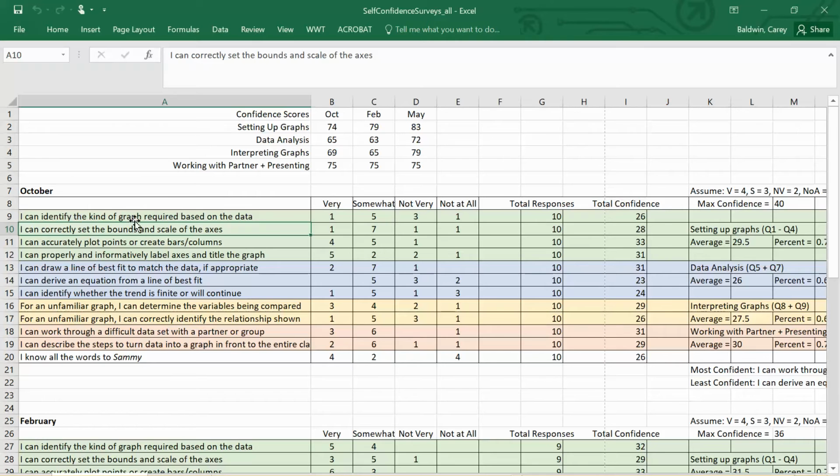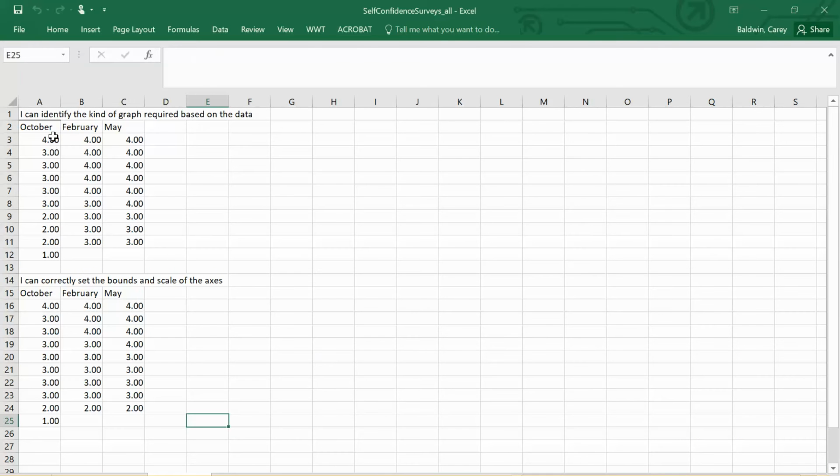So I looked at the table and I decided to just focus on the "I can identify the kind of graph required based on the data" question. And then I looked at each of the responses and your coding where you assigned a 4 to very confident, and then a 3 to somewhat, and so on. And then I just took that data and rearranged it. So here's what it looked like. I put it in a tab called column data.